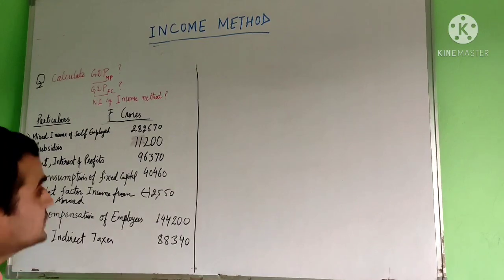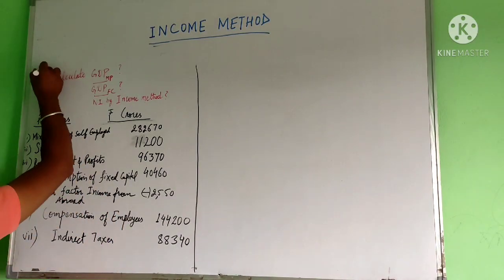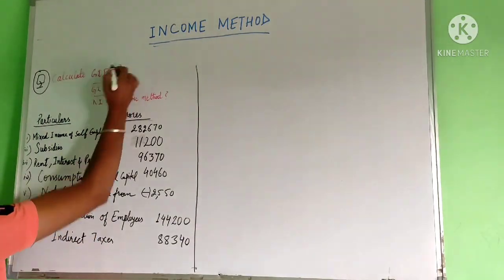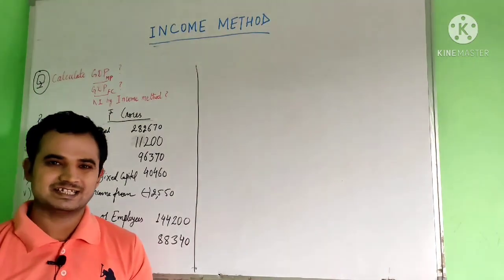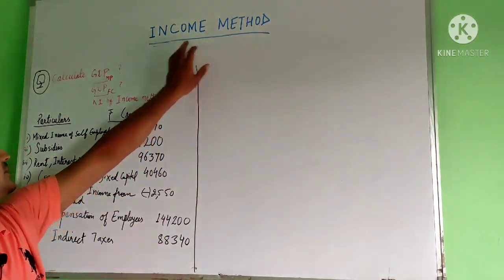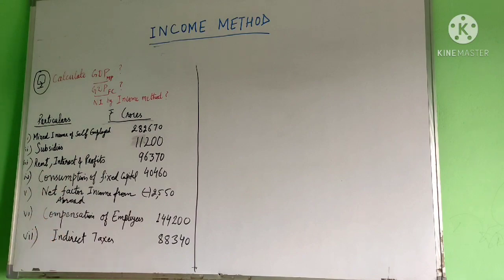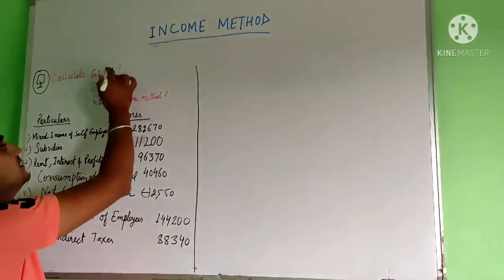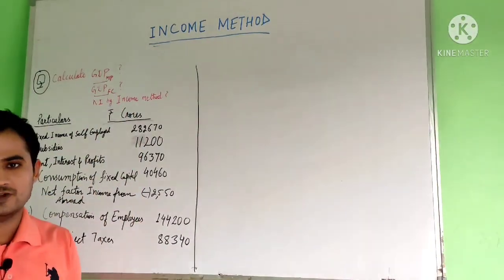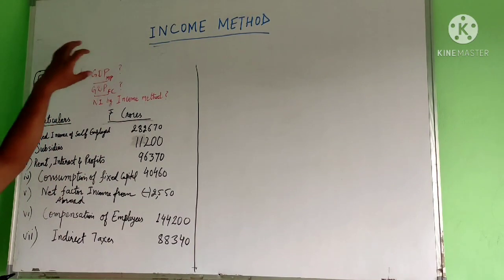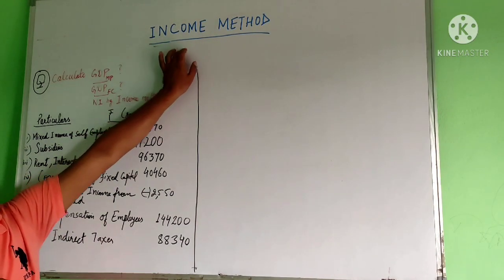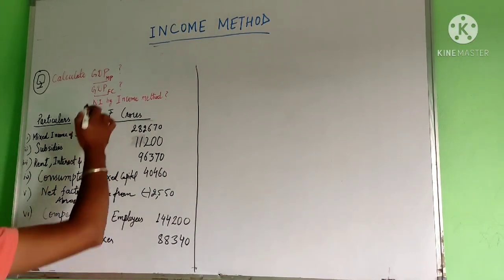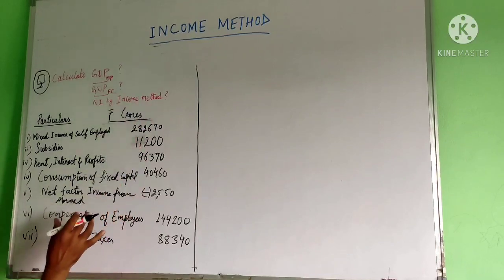Now see the question. I have already written here the question. You have to calculate GDP at market price. Look, you are calculating national income through income method. Now the question comes in your mind that why we need to calculate GDP at market price, because we have seen that we calculate GDP at market price through value added method, but here we want to derive national income through income method. We will see in detail how we can calculate GDP at market price through income method also.